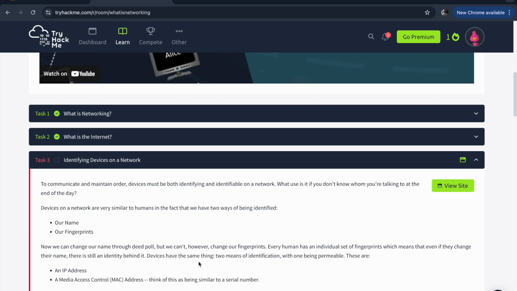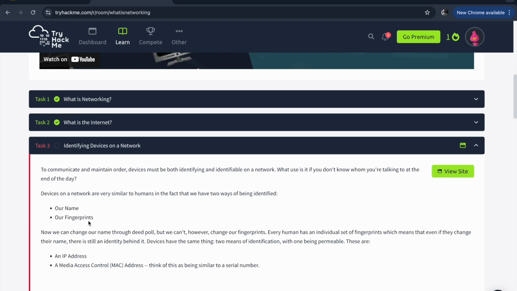Devices on the network are very similar to humans in the fact that we have two ways of being identified: our name and our fingerprints. We can change our name, but we can't change our fingerprints, which I would disagree with a little bit. We can technically change our fingerprints, but it's very painful. And it's the same with an IP address. You can change your IP address, but you can't change your MAC address, which would be your fingerprints online. But you can also, again, spoof it.